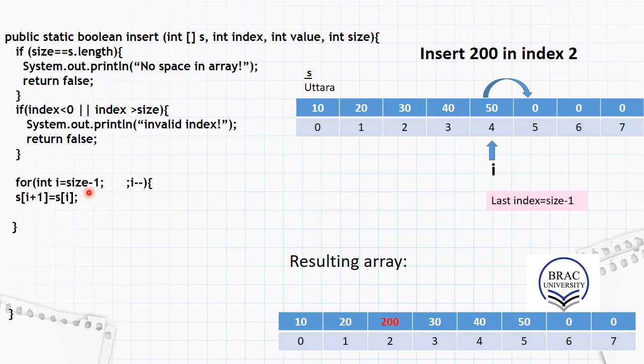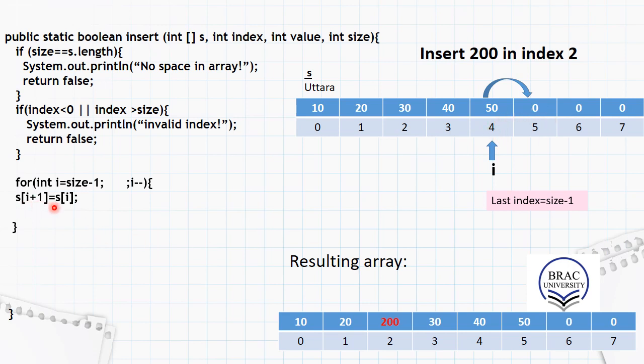So this is the code that I have written. I have set I is equals to size minus 1. I haven't written the condition yet. So 50 will move to the next position. If I'm in my ith position, this value will move to the I plus 1th position. So the value in index 4 will move to the value in index 5.